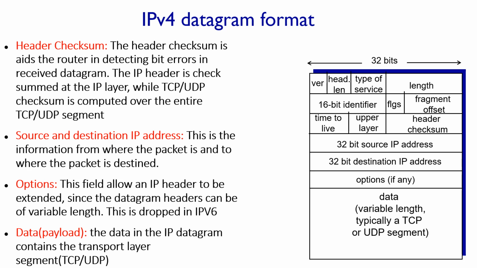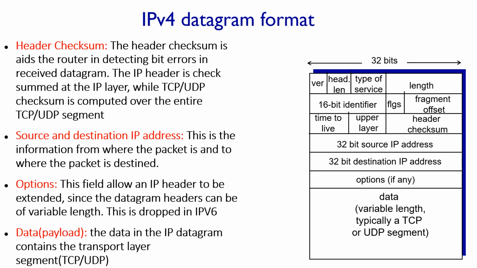Source IP address and destination IP address specify where the datagram is coming from and where the datagram is going to. Here the datagram has a 32-bit IP address. IPv4 uses 32-bit IP addresses, whereas IPv6 uses 128-bit IP addresses. That is the key difference between IPv4 and IPv6.